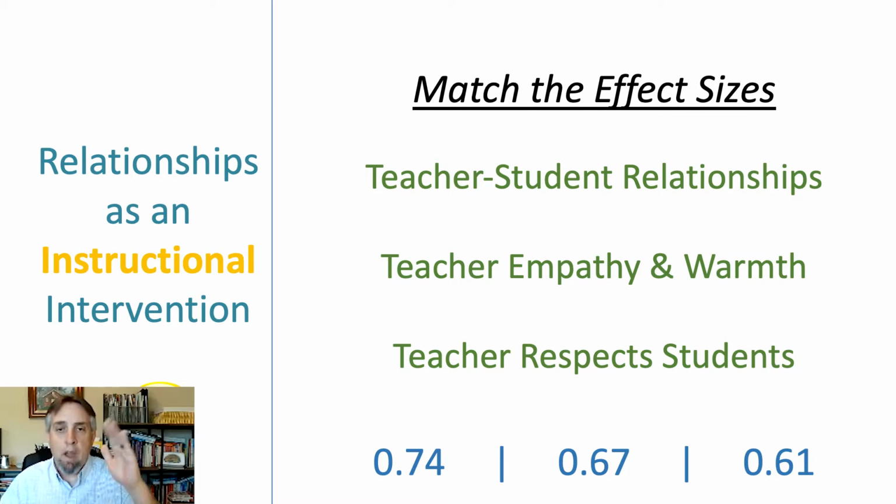They go from left to right, top to bottom. Positive teacher-student relationships have a year and a half worth of an effect, a 7-4 effect size. Empathy and warmth, when we show empathy and warmth towards our students, that has a 6-7. And then when we show respectful behavior, that also has a 6-1.